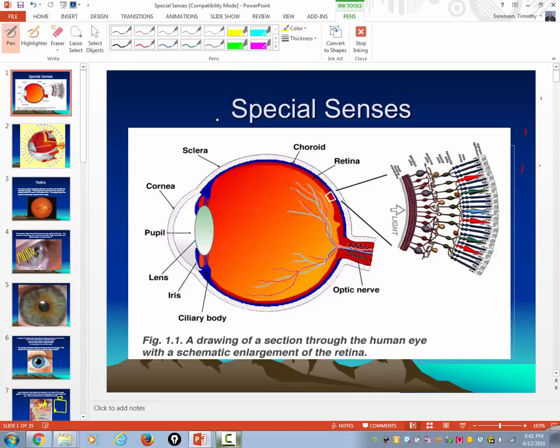Let's look at a cross section of the eye, shall we? This is a cross section of the eye. There are two general divisions to the eye. There is the anterior chamber. That is everything in front of the iris and in back of the cornea. The anterior chamber of the eye is filled with this clear liquid called aqueous humor.